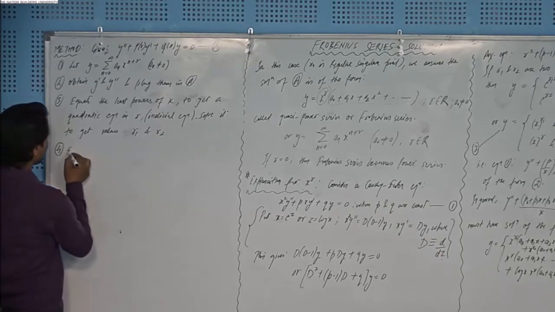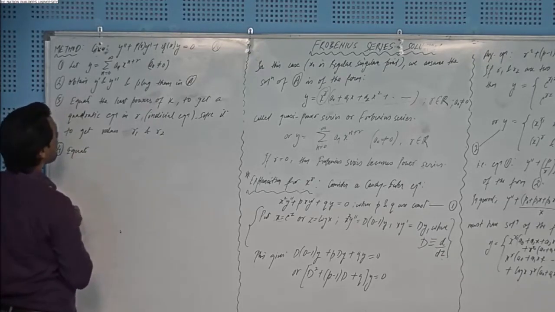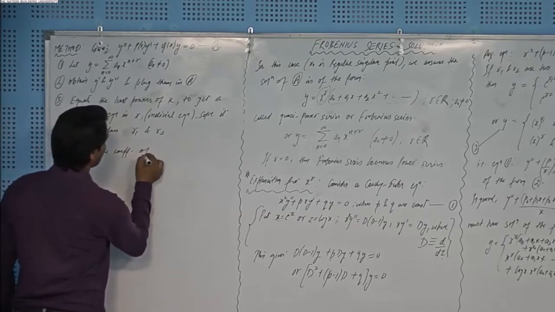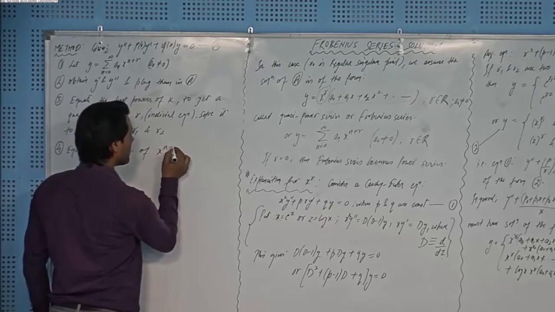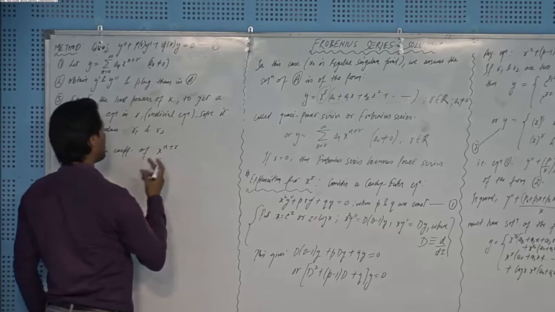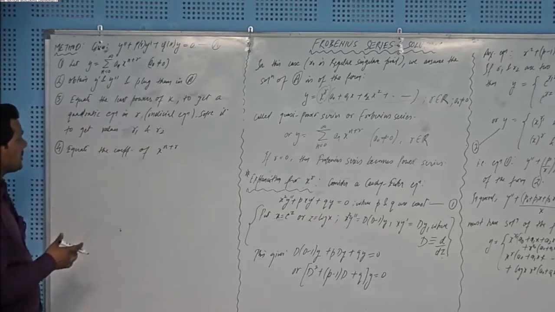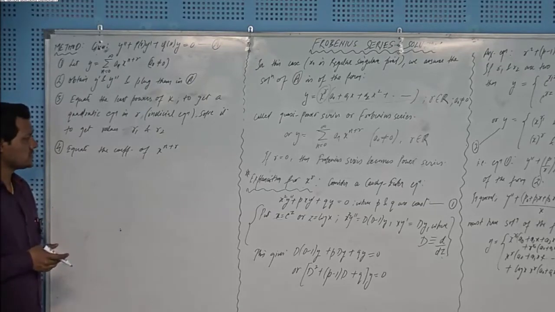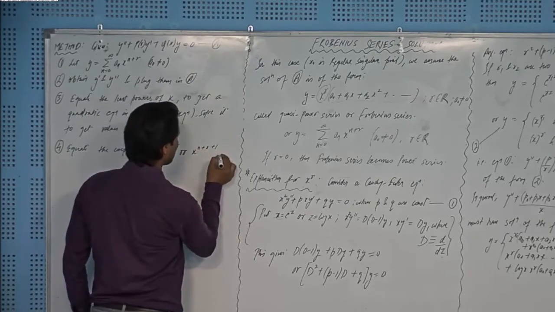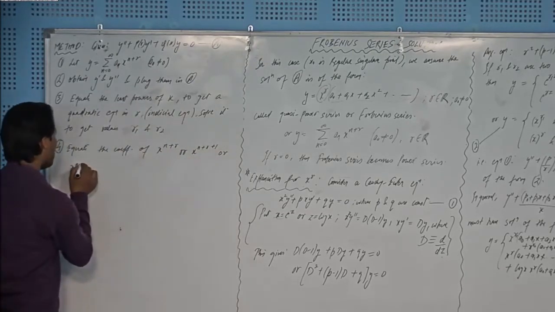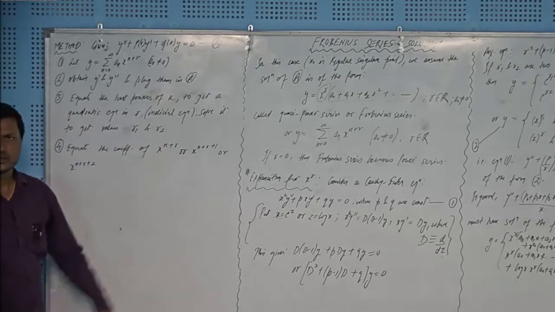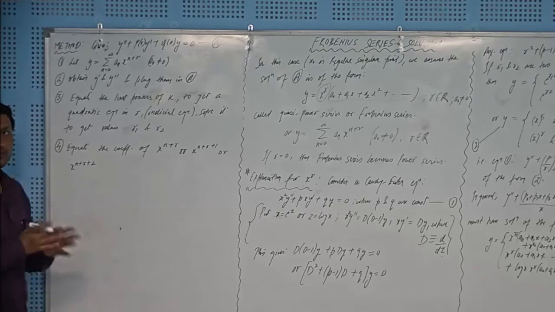We should equate the coefficient of x to the power n plus r, I mean the highest visible power of x, right? So should I write x to the power n plus r, or x to the power n plus r plus 1, or x to the power n plus r plus 2? That depends on the numerical, right? Any of these powers will work, right? So roughly we can say the highest visible power.